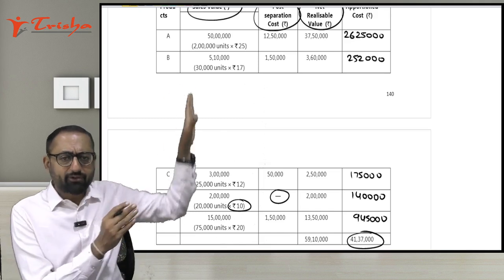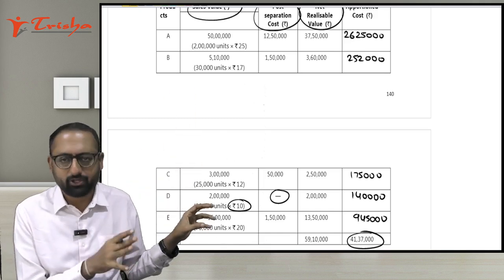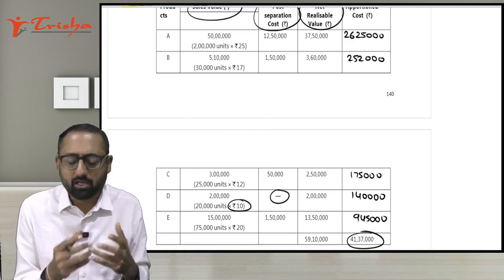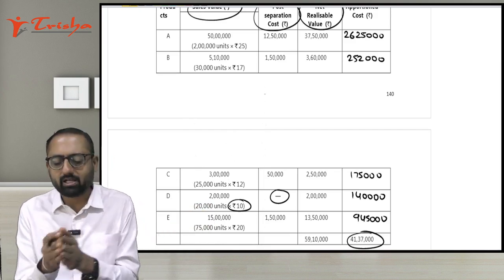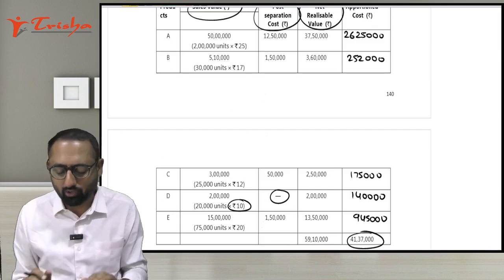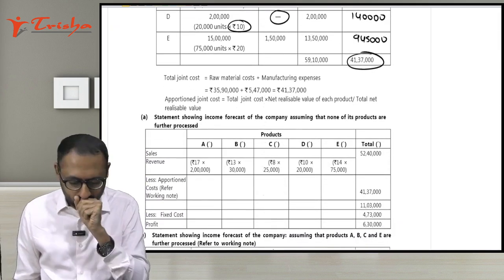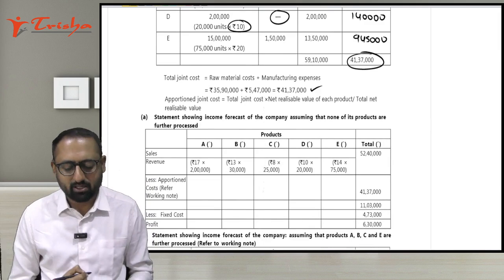Final sales value you'll have to take. For product D, take the sales value at split off, okay, because it is not further processed. Then deduct the further processing cost, it will be NRV. In that ratio, you'll have to allocate the joint cost. Okay. So joint cost already I have written here.